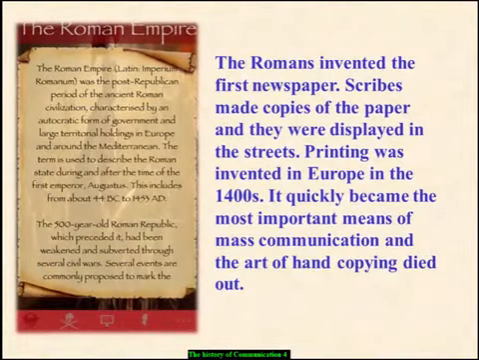The Romans invented their first newspaper. Scribes made copies of the paper and they were displayed in the streets. Printing was invented in Europe in the 1400s. It quickly became the most important means of mass communication, and the art of hand copying died out.